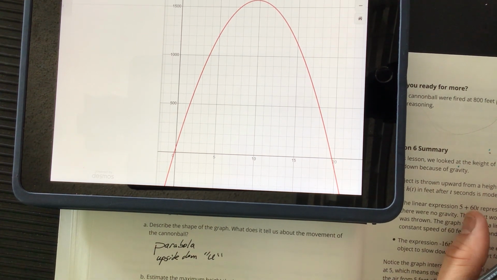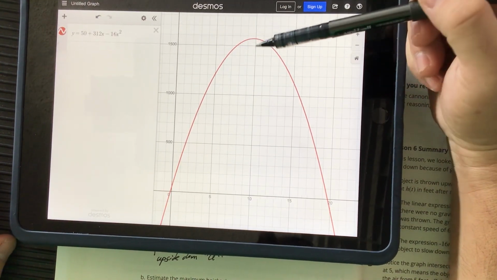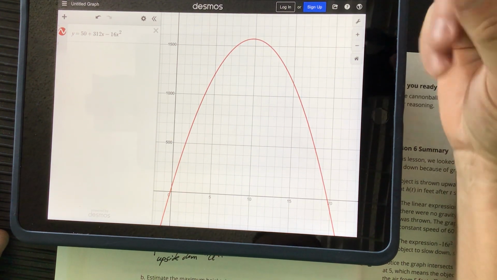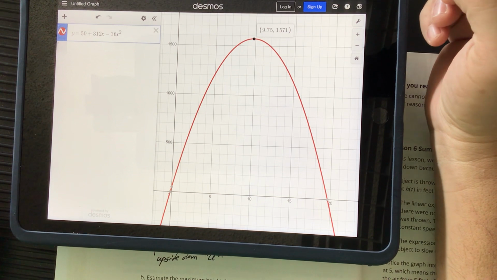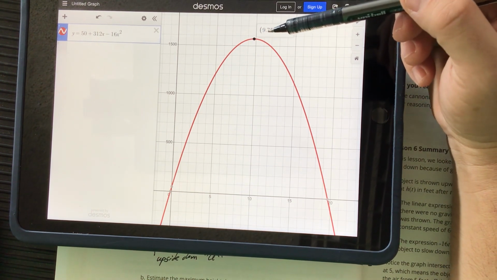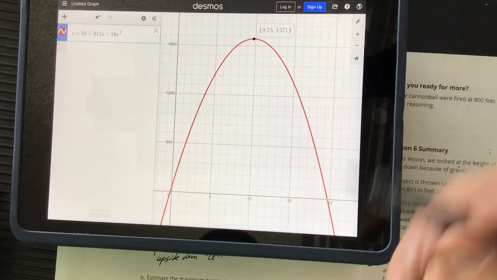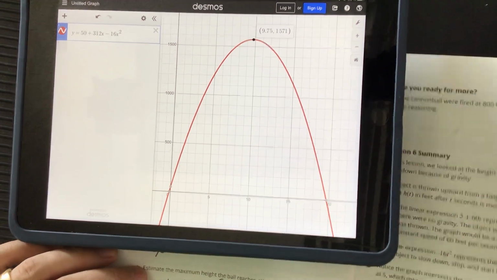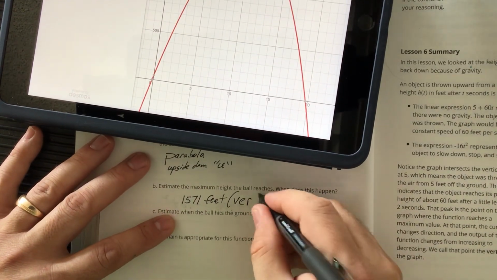Estimate the max height. Well, we can get pretty close just by estimating. Looks like we're going by hundreds, just shy of 1,600. We should be able to almost click on that. A dot should pop up and we can get the actual height. I can see 9.75 seconds into this, it gets a height of 1,571. So we're going to give an exact 1,571 feet. And that point, guys, is called the vertex.